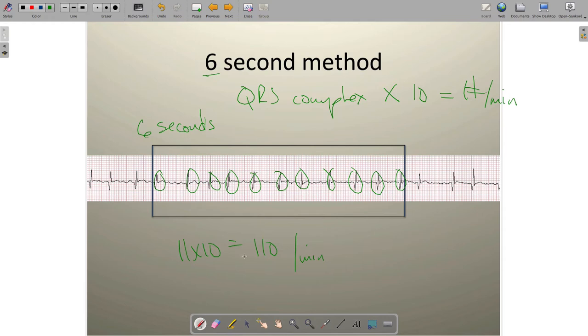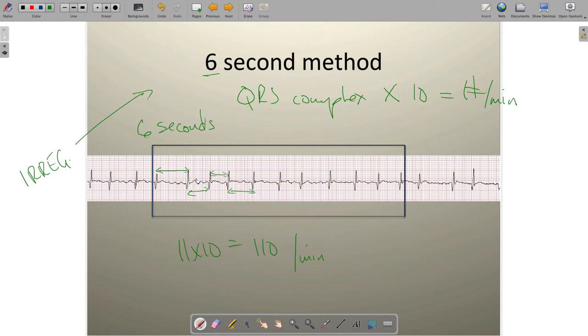All right, so you'll also notice that the 6-second method is actually the best way of determining the underlying rate for a couple different presentations. Irregular rhythms should get the 6-second method. And the reason for that is because it allows you to average things. So if you take a poll of how many of these occur over 6 seconds, that's actually better than looking at just the distance between two of these. Because as you'll notice here, this QRS complex and this QRS complex, the distance between them differs from the next one, which yet again differs from the next one, which differs from the next one.